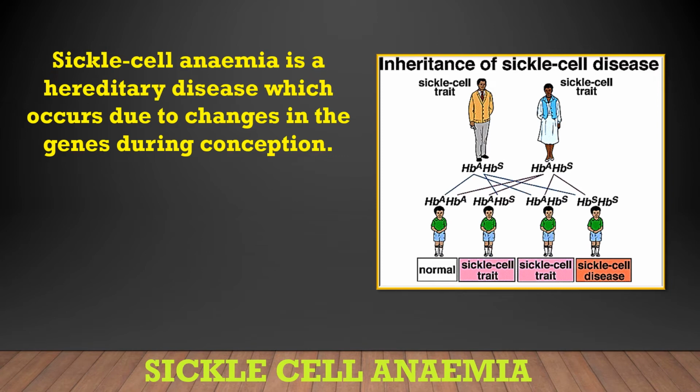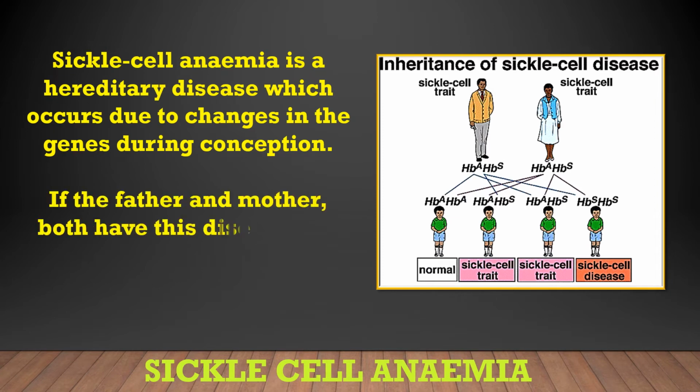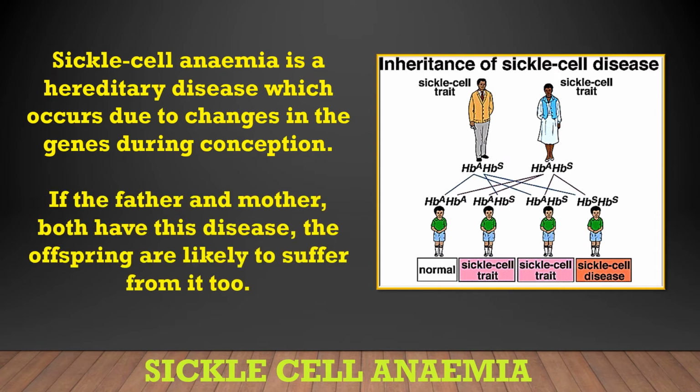cell disease, then one chance is that the child could be normal. There is another chance that the child will only carry the disease, not have the disease, but there is also a chance that the child will suffer from the disease. So, if the father and mother both have this disease, the offspring are likely to suffer from this deadly disease too.